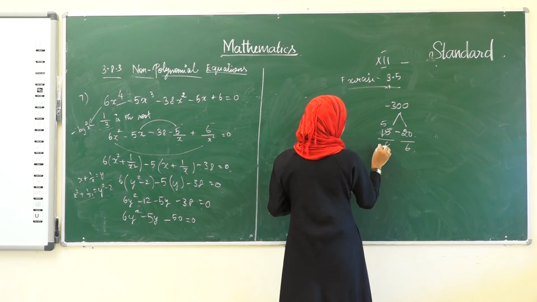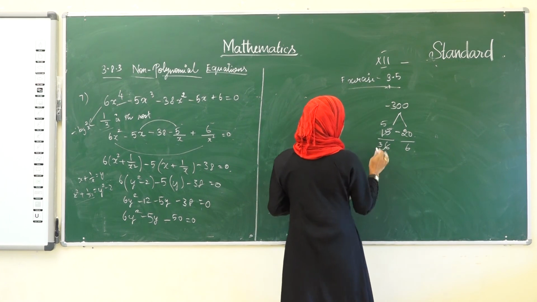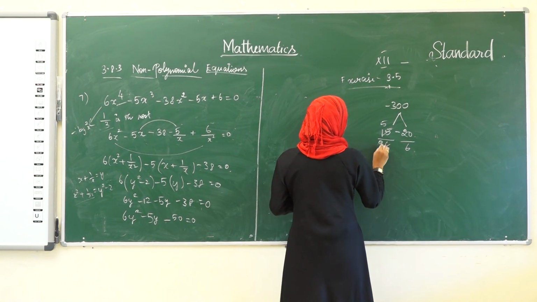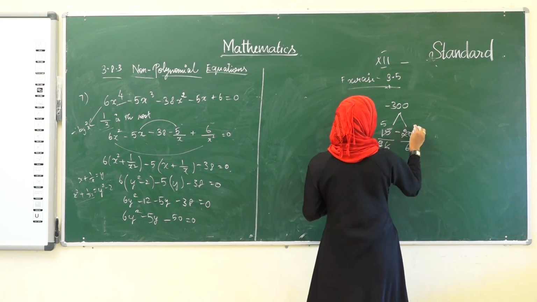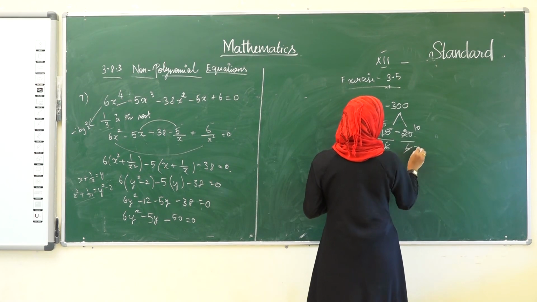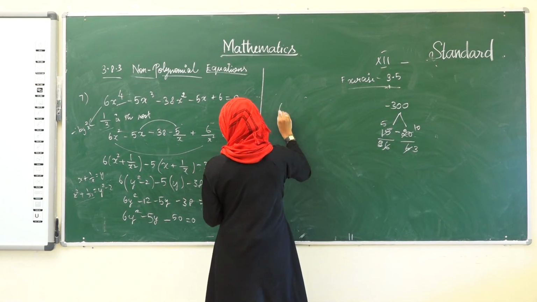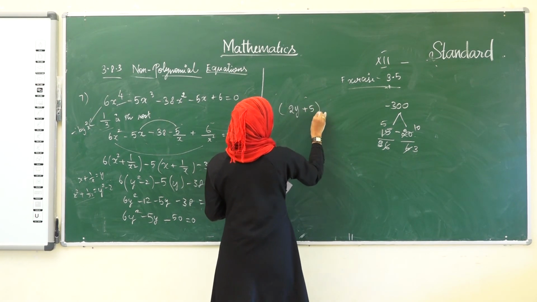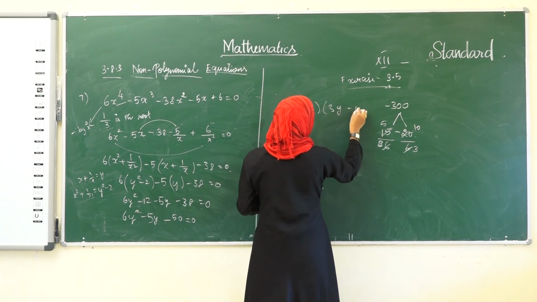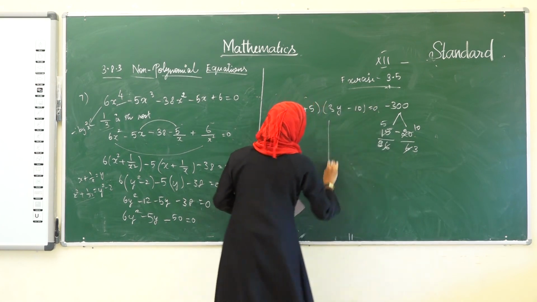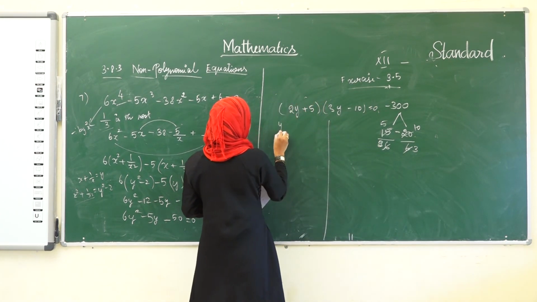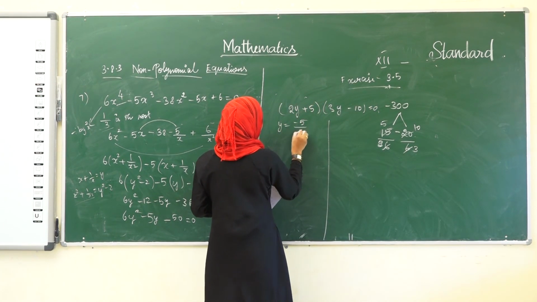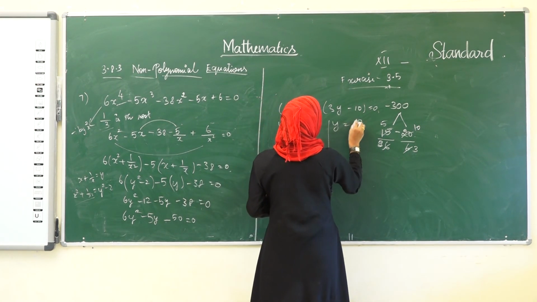5 3s are 15, 3 2s are 6, 2 5s are 10, and this will be 3. What's the answer we get? 2y plus 5 into 3y minus 10 equal to 0. So what's the value of y? y is equal to minus 5 divided by 2 and y is equal to 10 divided by 3.